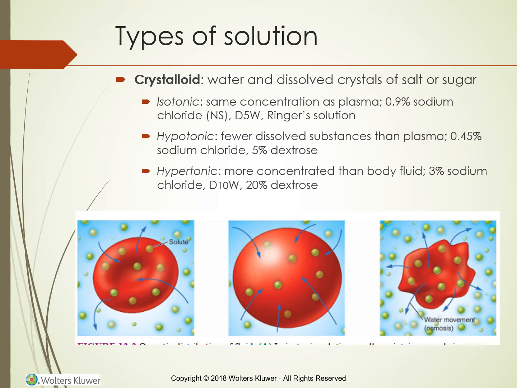A hypertonic solution is more concentrated, contains more dissolved substances than body fluid. Consequently, it draws fluid into the intravascular compartment from the more dilute areas in the cells and interstitial spaces. Hypertonic solutions are used infrequently, except when it is necessary to reduce cerebral or brain edema, expand circulatory volume rapidly, administer nutrition parenterally, or treat severe hyponatremia, which is low serum sodium.